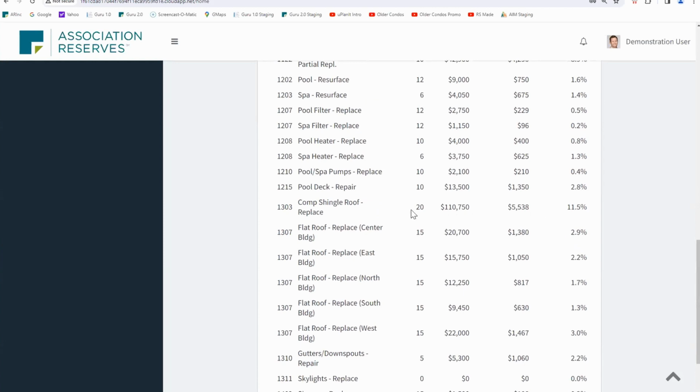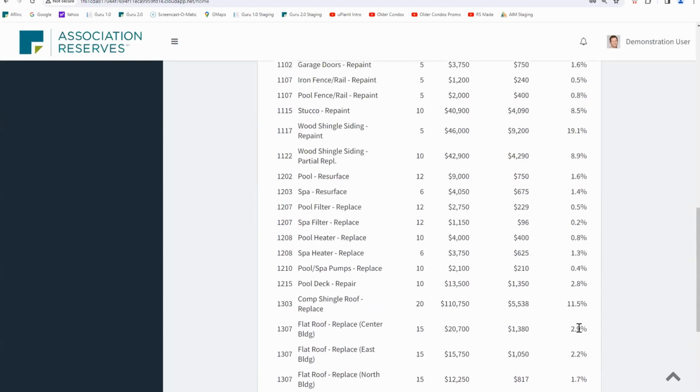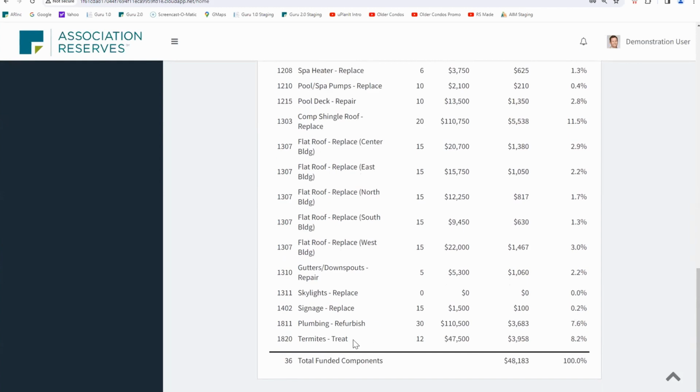Oh, roofing, of course. 11 plus 3 plus 2 plus another 3% here, 3% here for the west building. Now that's adding up to 20-ish%. Plumbing is a big deal at this association. Termite treatment is a big deal. Because you might even think that termites are just an afterthought. But 8% of all the reserve funds are going to termite treatment.